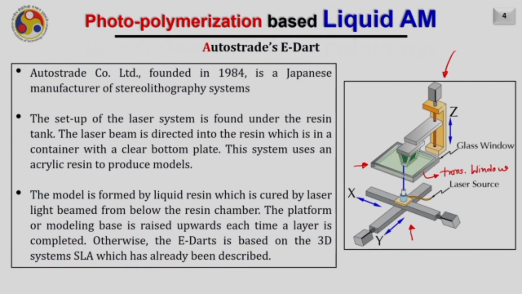The laser beam is directed into the resin which is in the container with a clear bottom plate. This system uses an acrylic resin to produce the models. The model is formed by liquid resin which is cured by laser light beam from below the resin chamber. The platform or modeling base is raised upward each time a layer is completed. Otherwise, the E-Darts system is based on the 3D Systems SLA which has already been discussed. The only difference is it is building in an upside down direction and utilizing the flying optics.